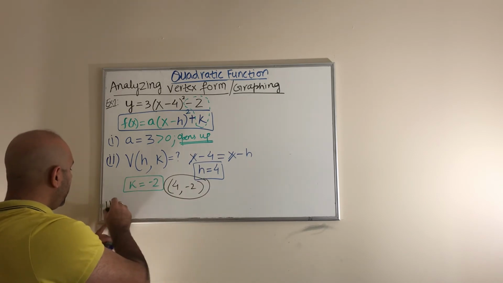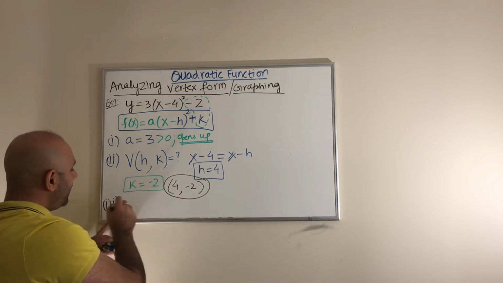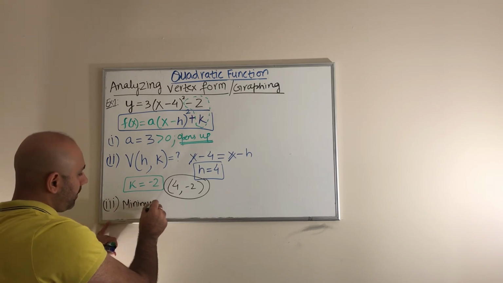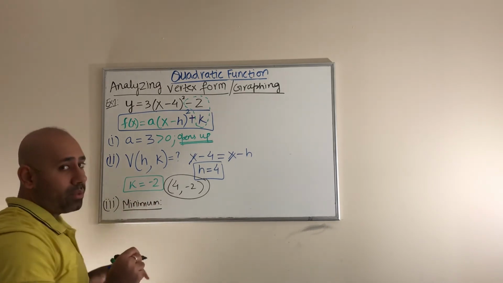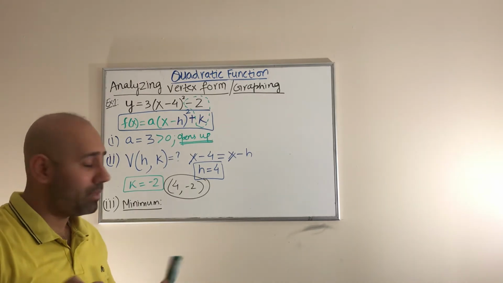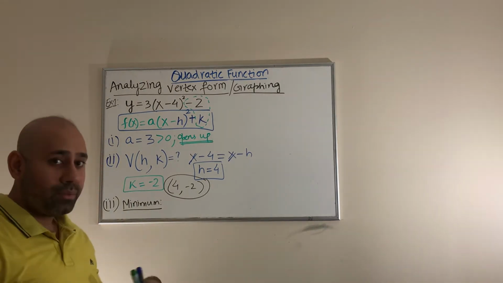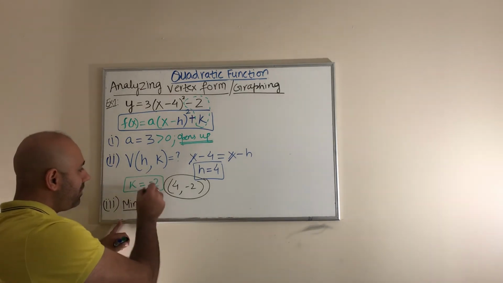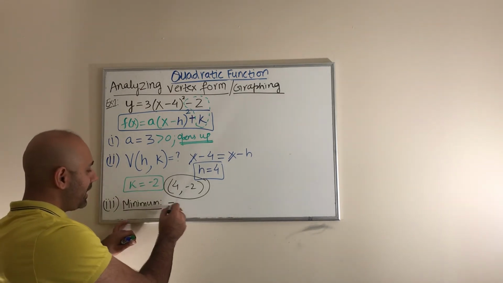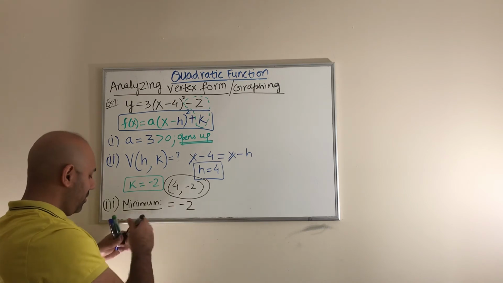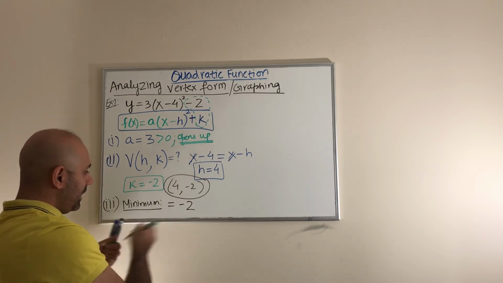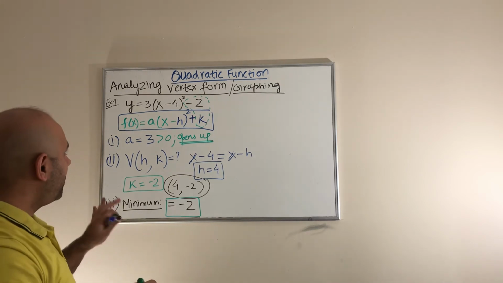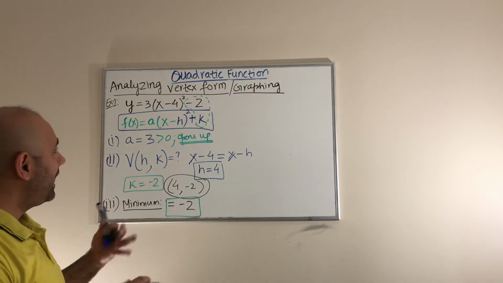The third thing is, what is the minimum? In this case, we know we are going to have a minimum, not a maximum. The minimum is the y value of the vertex, so the minimum is usually the k value of the vertex. The minimum in this case is going to be -2.